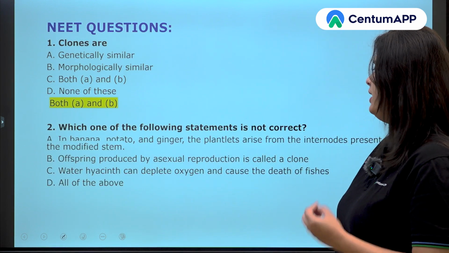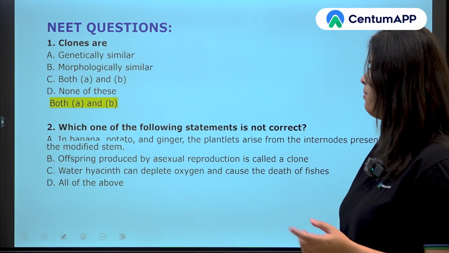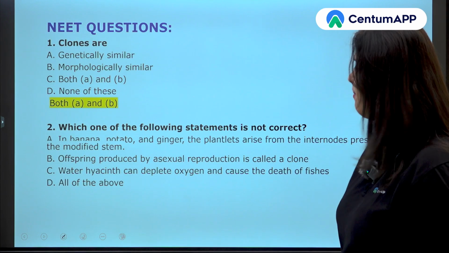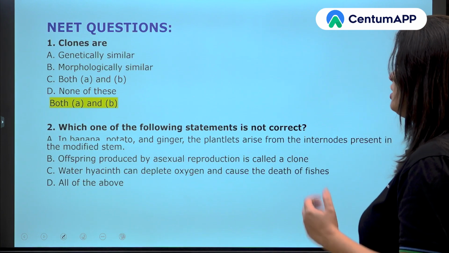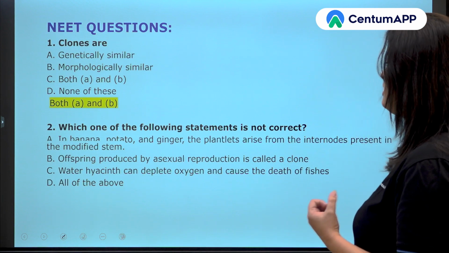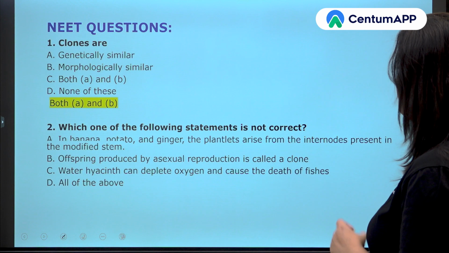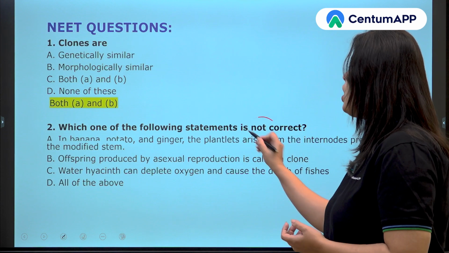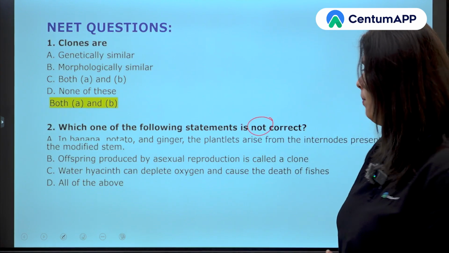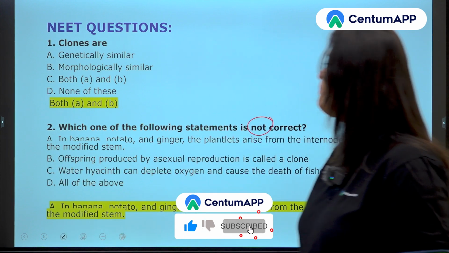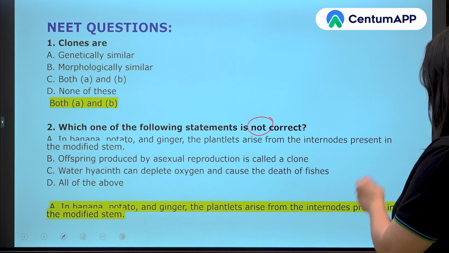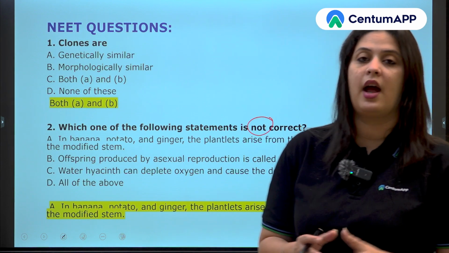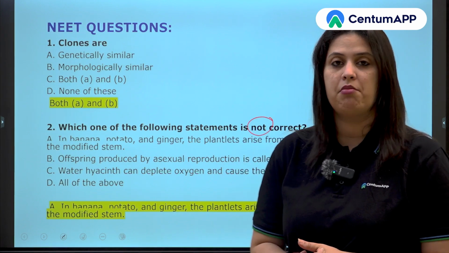Next, which one of the following statements is not correct? In banana, potato, and ginger, the plantlets arise from the internodes present in the modified stem. Offspring produced by asexual reproduction is also called a clone. Water hyacinth can deplete oxygen and cause the death of fishes. Or all of the above. We need to read our question properly. Here the answer would be the first statement, which is incorrect, as the plantlets do not arise from the internodes of the modified stem.